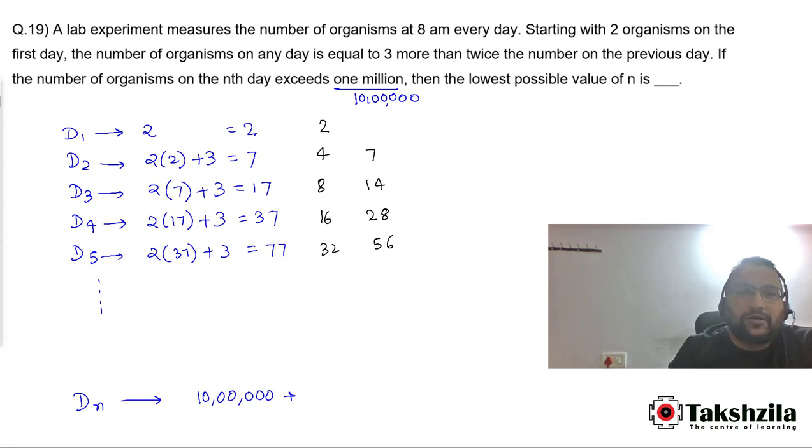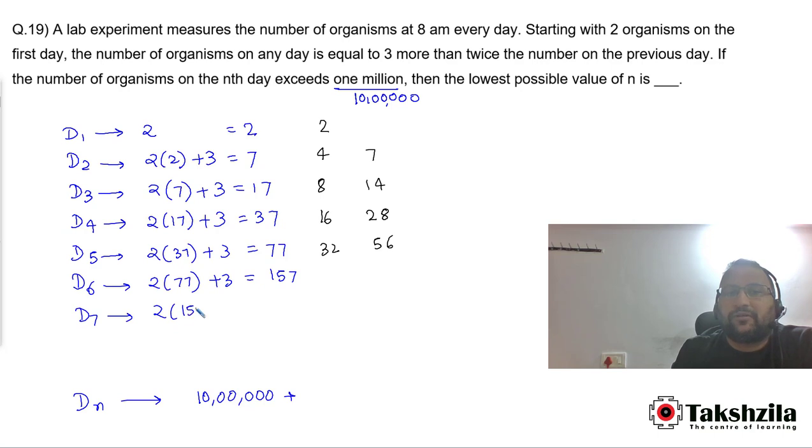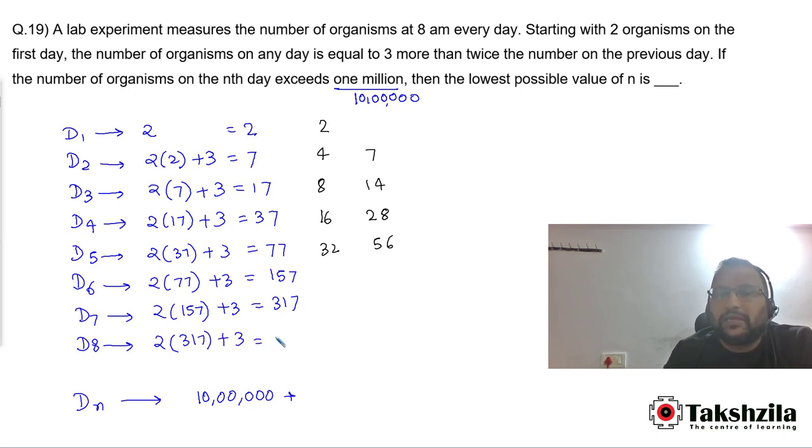Now hold on, एक काम करते हैं, डे 6 डे 7 भी लिख देते हैं. डे 6 the number of organisms कितने हो जाएंगे? 2 into 77 is 154 plus 3 is 157. On day 7 the number of organisms is 2 into 157 plus 3, that is equal to 314 plus 3, 317. Day 8 the number of organisms is 2 into 317 plus 3, that is equal to 634, 637 and so on.